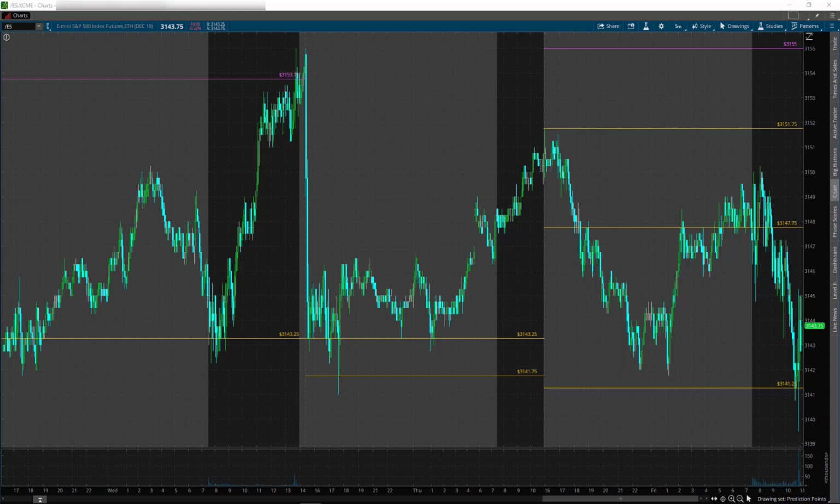So this is actually 3 days. This darker area, this is the regular trading hours, and then the lighter gray shaded area, that is Globex or the overnight session. And the bottom line to prediction points is that what they do is they are specific price levels that quote unquote predict where the following day's trading session will have the greatest reactions, and as you can see, they basically nail it for the most part.